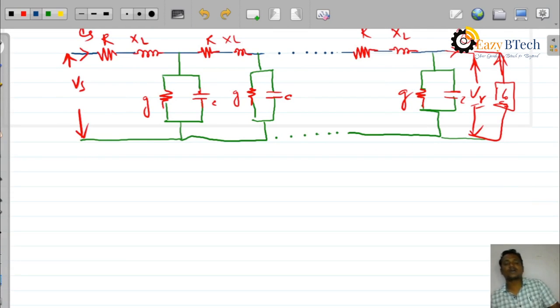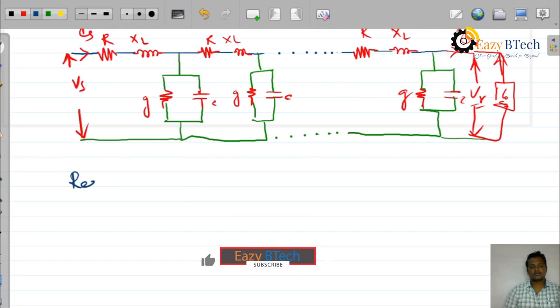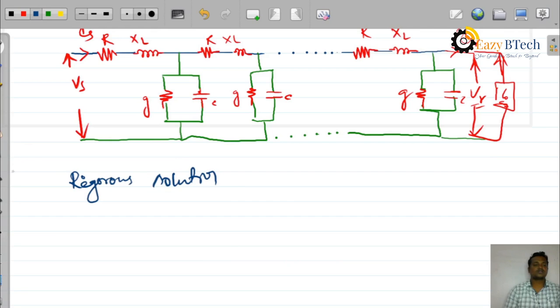Now, it is very complex to analyze this circuit. With a large number of parameters, and those being distributed parameters, it is very difficult to consider the normal methods. That's why we will go for a rigorous solution for long transmission lines. A rigorous solution.